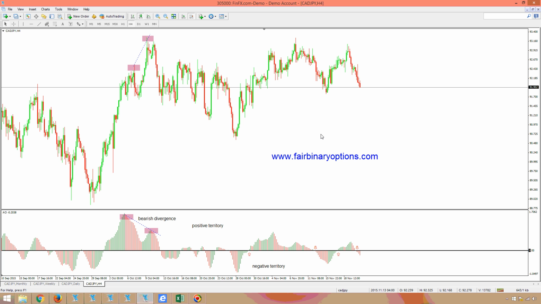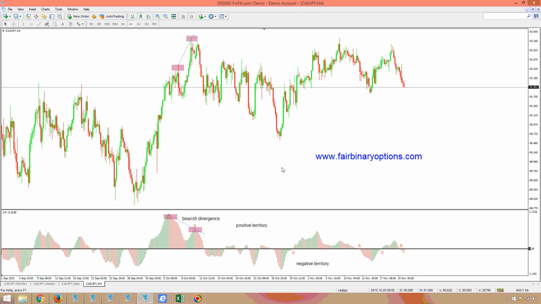And what is the moment that we are going to trade put options? Well, we trade put options by the time the market puts the first red candle after a bearish divergence. The same is valid in a bullish divergence.